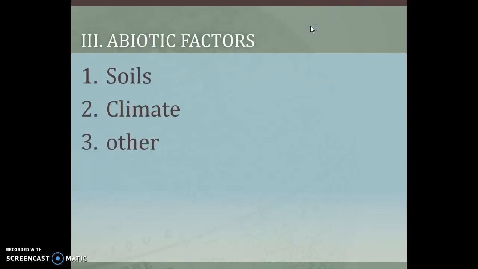So the third part is the abiotic factors. We're going to spend a little bit of time on soil, climate, biodiversity, but right now we'll take a break and hold for part C.